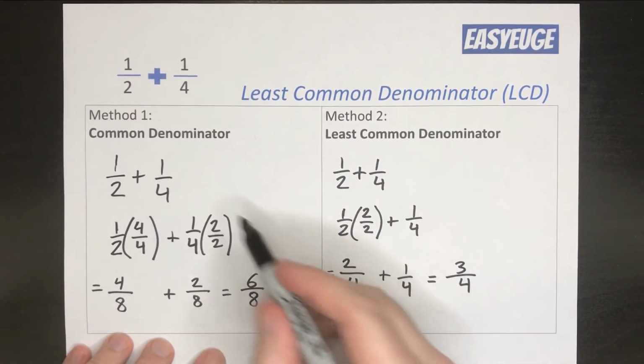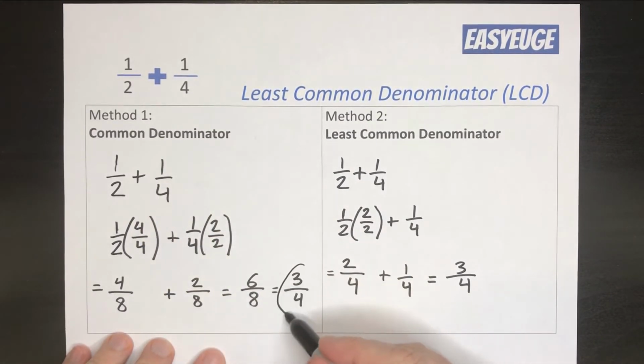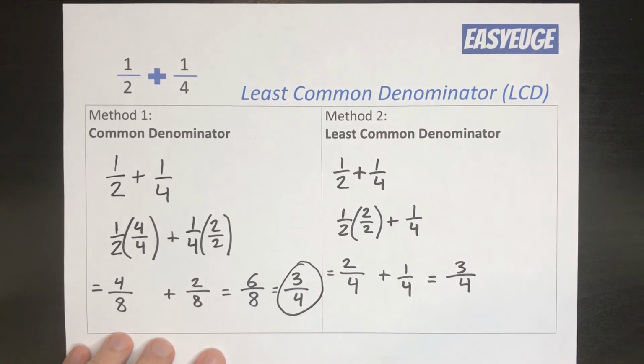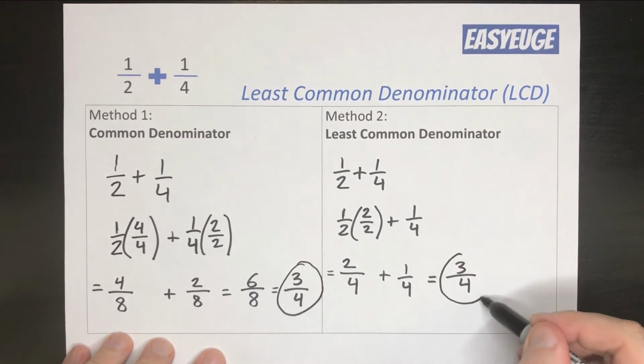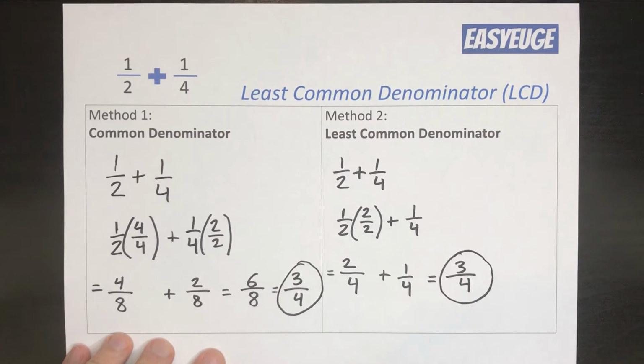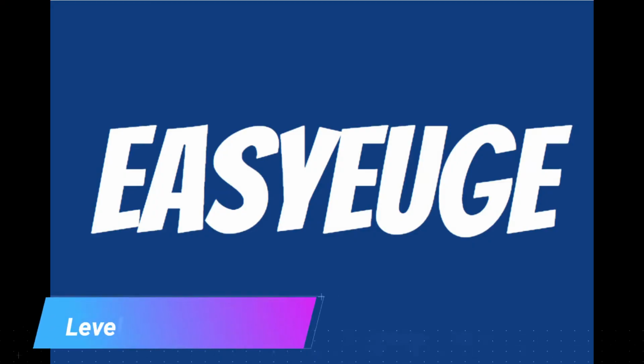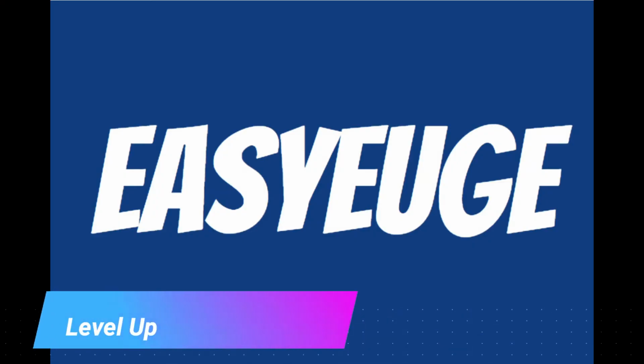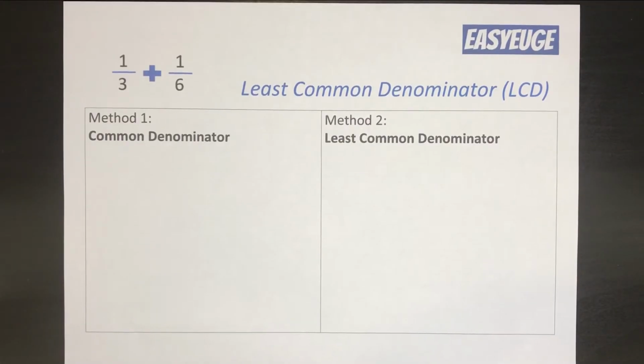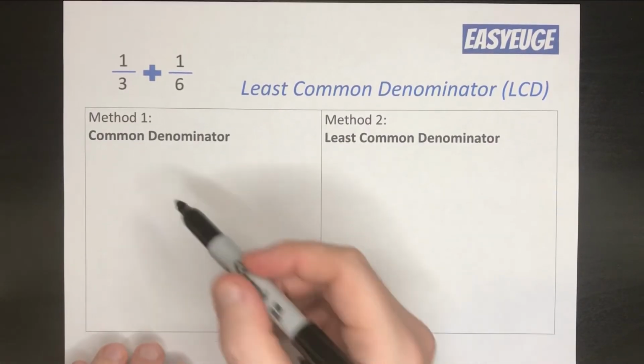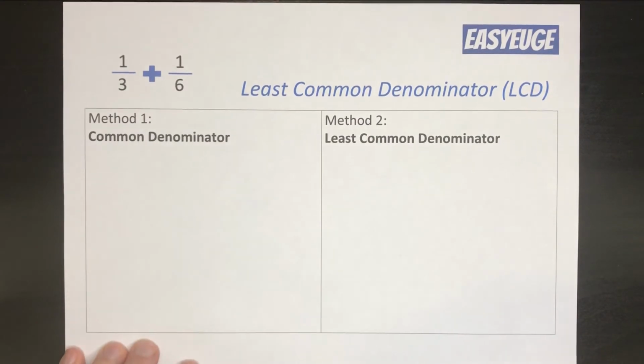Now method 1, which is the common denominator, gave us an answer of 3 quarters. Method 2, least common denominator, gave us the same answer. So both methods give us the same answer, and you'll see the benefit of least common denominator as we move through the next few examples. One third plus 1/6. Let's do that common denominator method again.